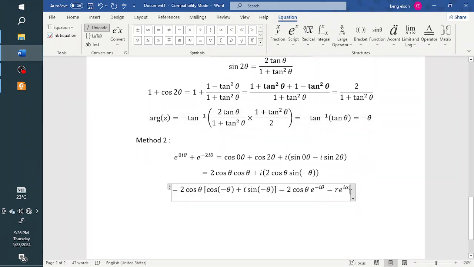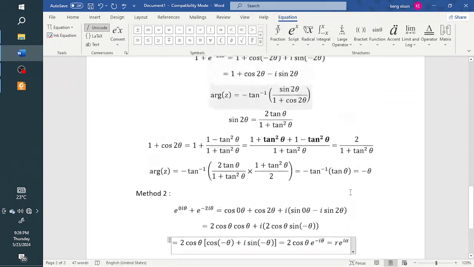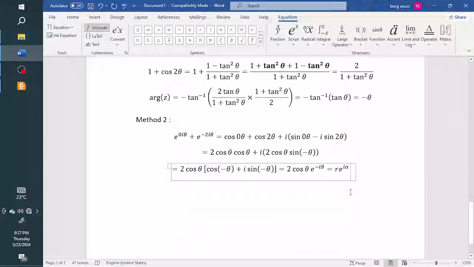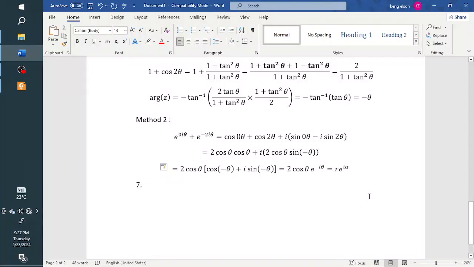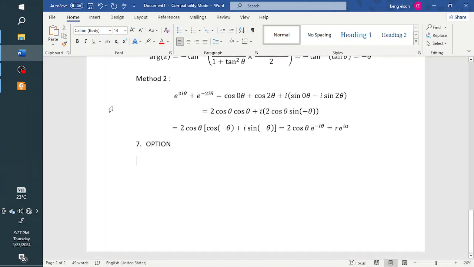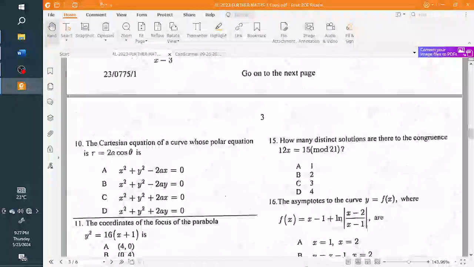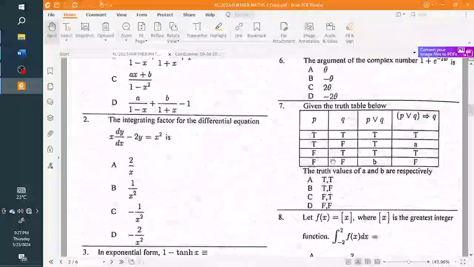Another method came through my mind again. Anyways, let's just proceed. If I continue giving methods, we might sleep here, guys. Let's proceed to question 7. All right, so moving on to question number 7. Here we are.